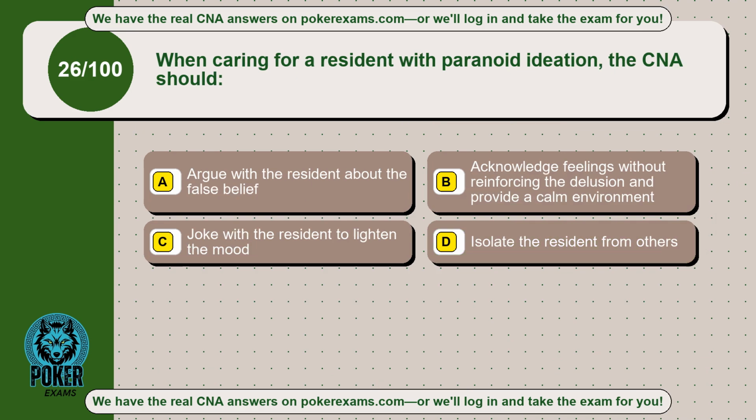Question 26. When caring for a resident with paranoid ideation, the CNA should: Option A, argue with the resident about the false belief. Option B, acknowledge feelings without reinforcing the delusion and provide a calm environment. Option C, joke with the resident to lighten the mood. Option D, isolate the resident from others.